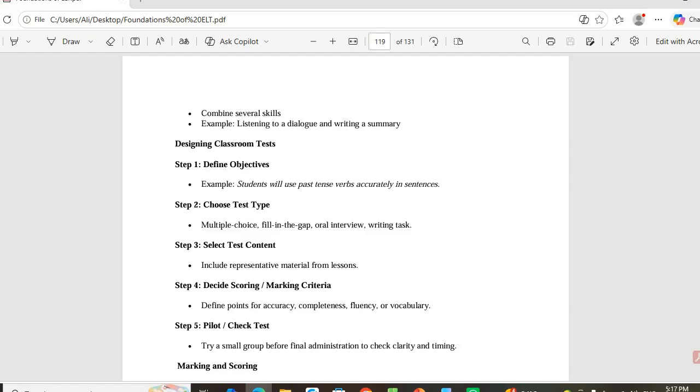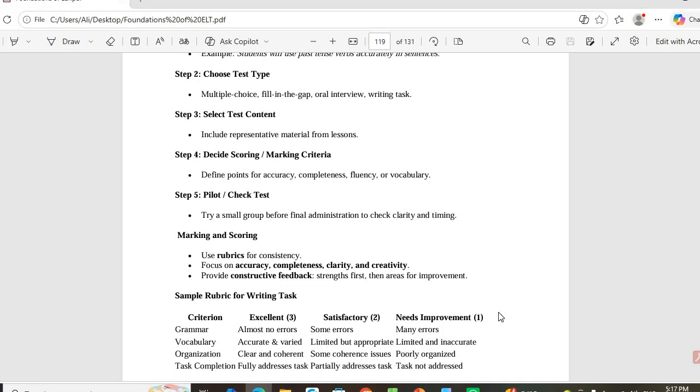Marking and scoring: how we mark and score the test. Use a rubric for consistency. Focus on accuracy, completeness, clarity, and creativity. Give positive, constructive feedback: strengths first, then areas for improvement. Sample rubric for a writing task.